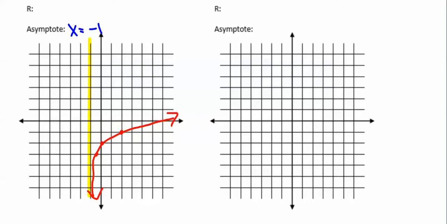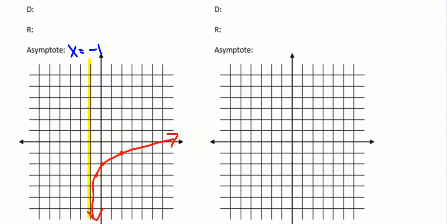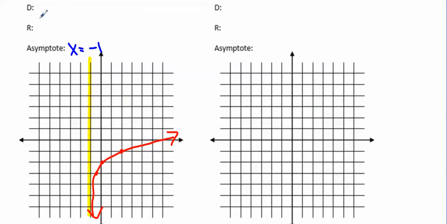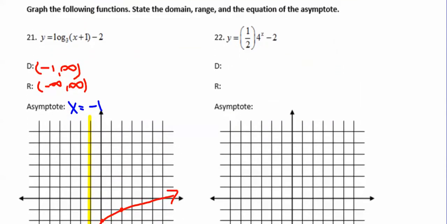If you look at the graph, my domain is going to be -1 to infinity. And my range is going to be -infinity to +infinity. Now for question number 22.